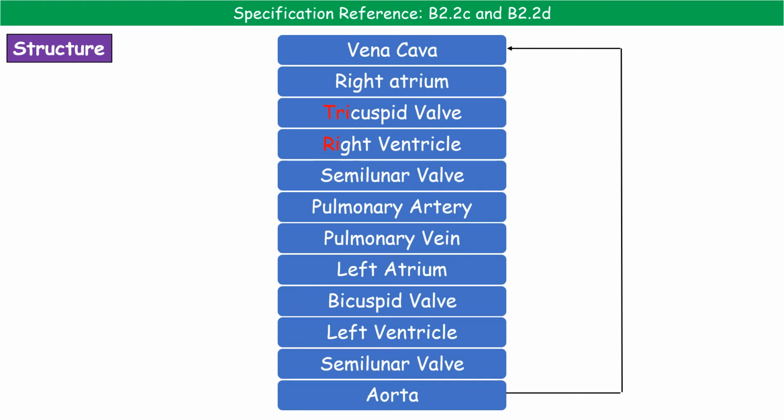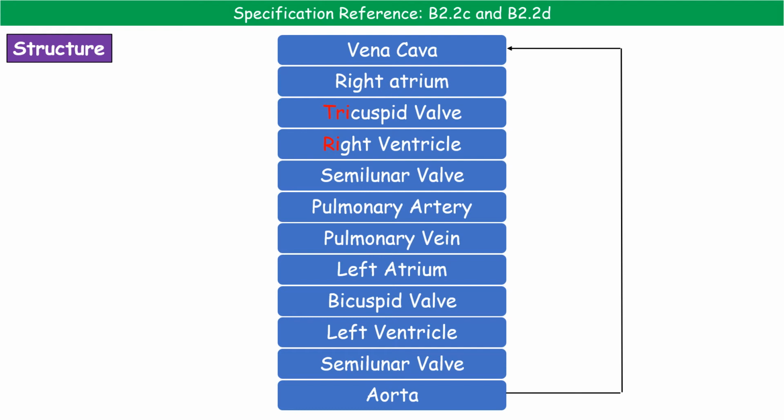And you can see I've highlighted tri and right, the sort of TRI and the RI of right, as a little hint as to how it can help you to remember which valve goes where. So tricuspid has an RI, just like right, the side it's on. From the right ventricle, it will flow through the semilunar valve, which then goes into the pulmonary artery. Pulmonary just means lungs, and that takes the blood off the lungs where it becomes oxygenated.